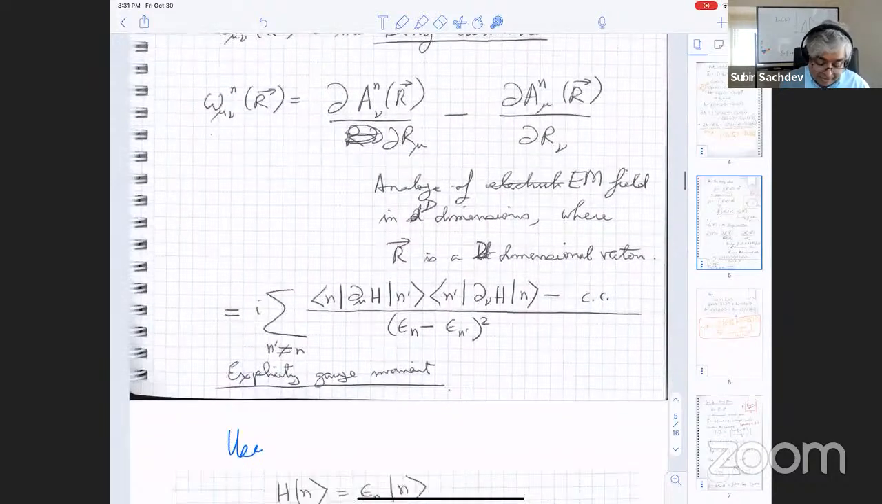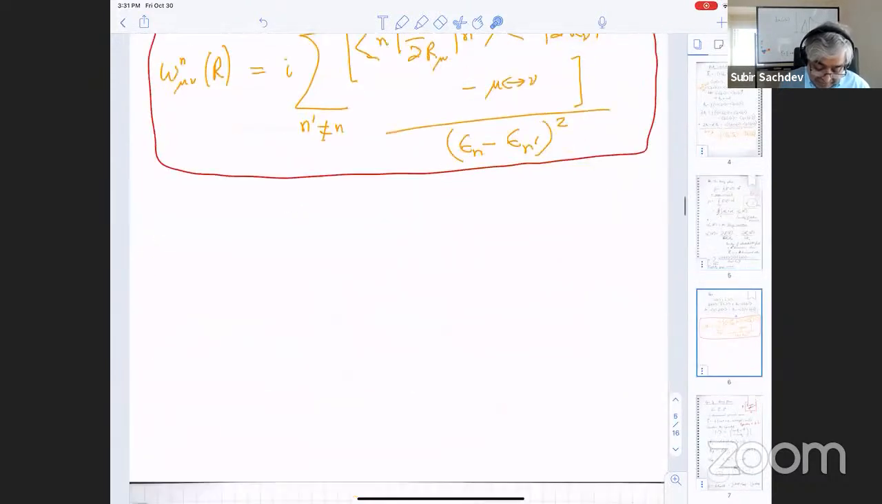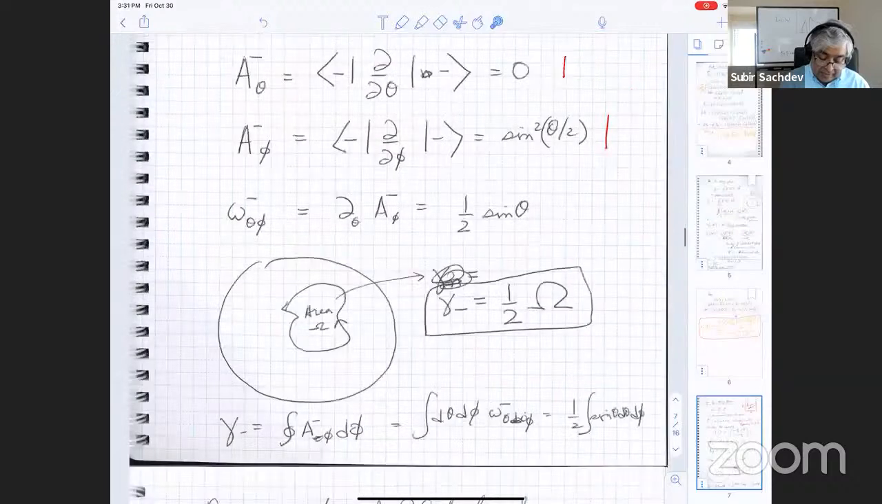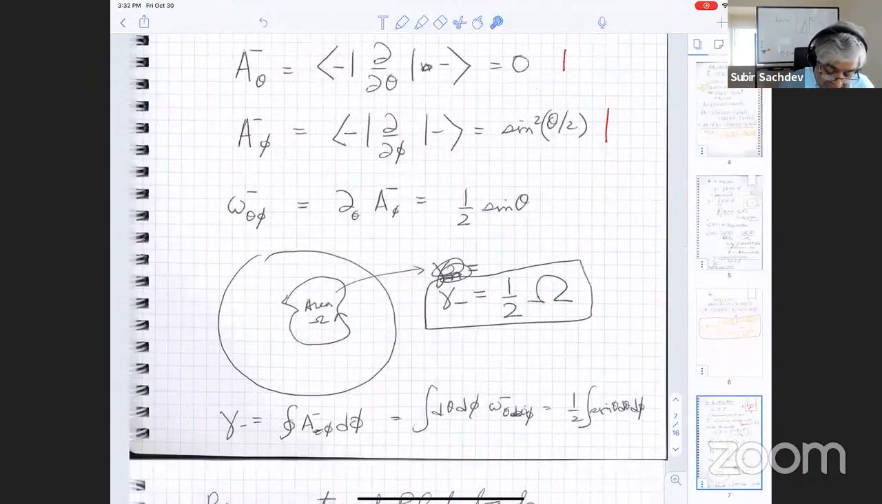No, you just integrate over theta and phi. That's correct. So if you integrate this quantity over some closed curve, sine theta d theta d phi, well, that is nothing but the solid angle, or the area enclosed by the curve, times a factor of 1/2.